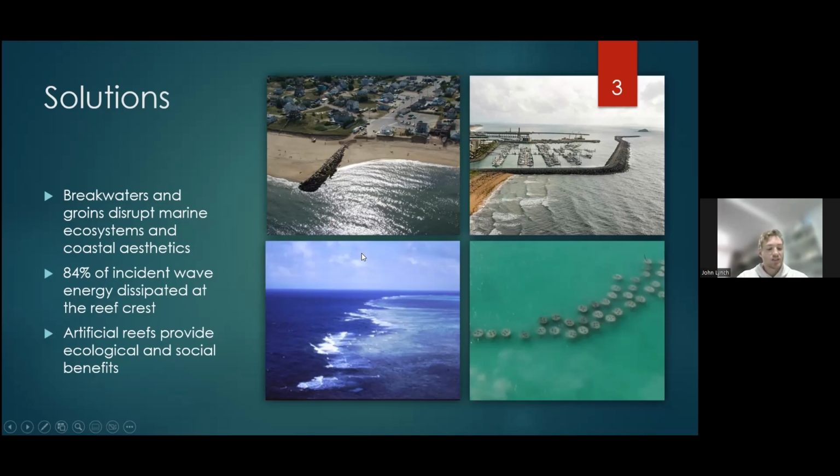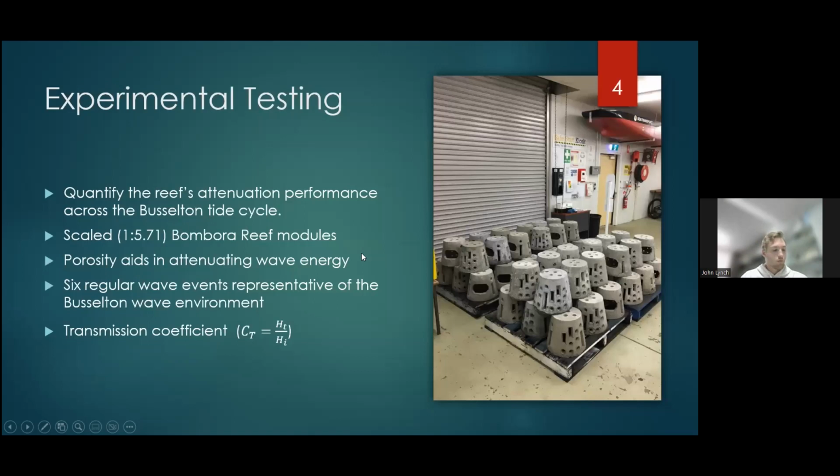They've been proven to stabilize shorelines, though their success in doing so is really dependent on the coastal environment in which they're deployed. This includes the incident wave events they're likely to experience and varying levels of reef submergence due to tidal fluctuations of the area. So the aim of the testing was to quantify the artificial reef's attenuation performance across the tide cycle at Busselton. This is done by investigating its wave attenuation performance at three different submergence levels, representing the low, mean and high tide conditions at Busselton.